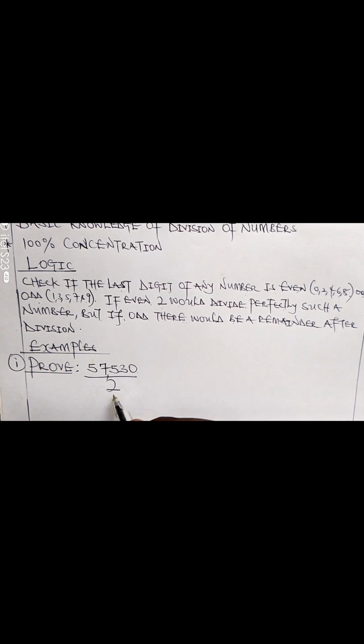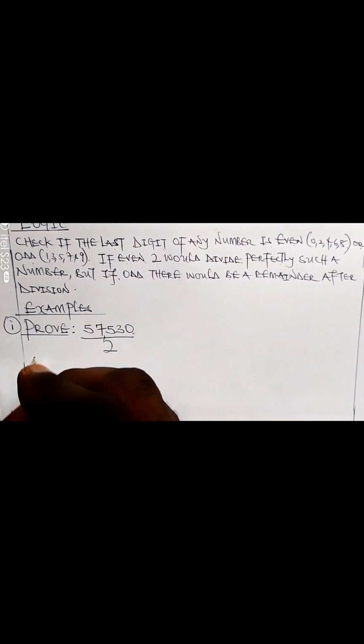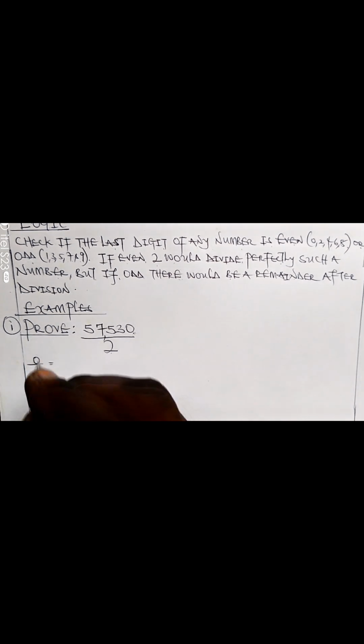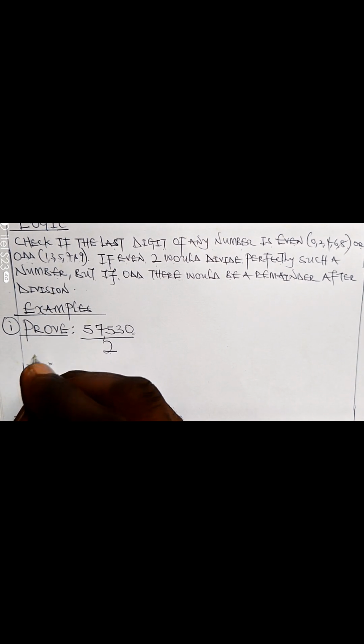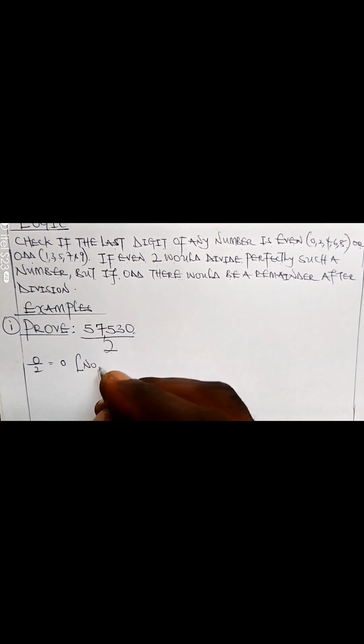Test 57,530 divided by 2. When 2 divides this number, would there be a remainder? It's a simple thing. We have to bring out the last digit first. That's the first thing we have to do. 0 divided by 2, as you can see, 0 is an even number. 2 in 0 is 0. There is no remainder.